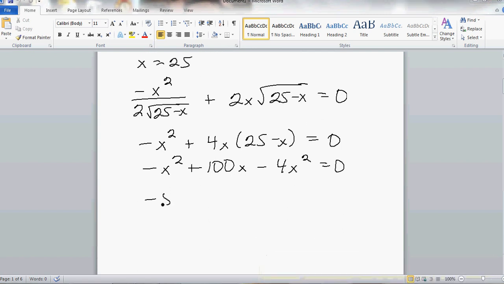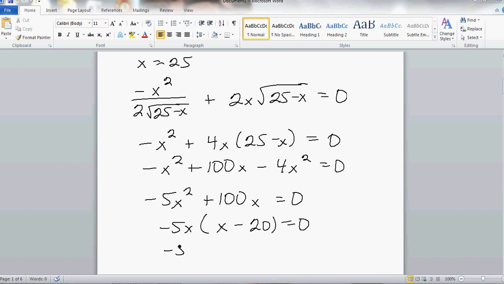Clean this up a little bit more. And I see it's negative 5x squared plus 100x equals 0. I can pull out a negative 5x, and that leaves x minus 20 equals 0. So that means negative 5x would equal 0, which means x equals 0. Or x minus 20 would equal 0, which of course means x is equal to 20. And so here we have our 3 critical points. We have our 25 from way up above here, we have a 0, and we have a 20.